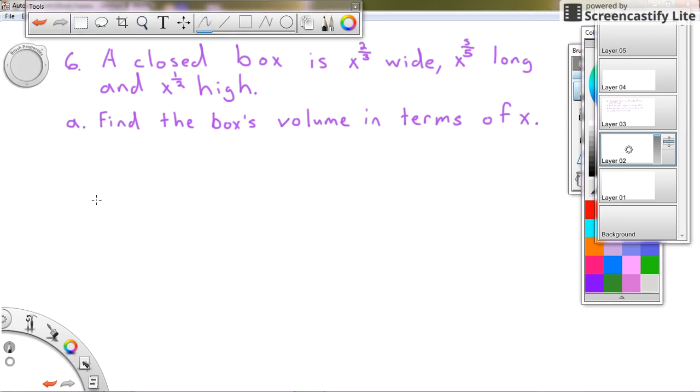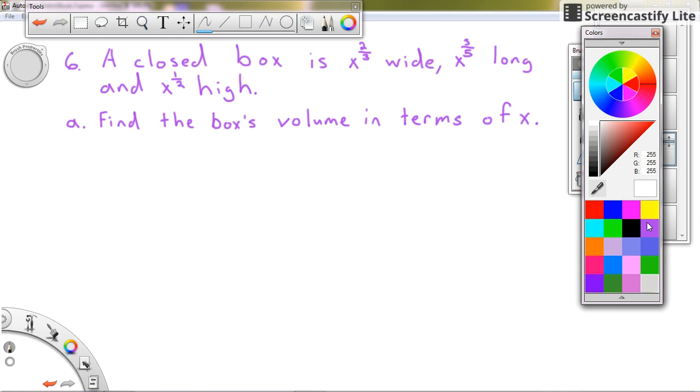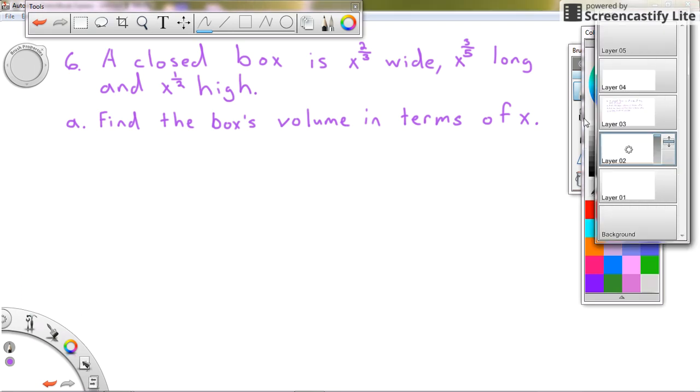So what we're going to do is, I know that the volume, this box, well, what is a box? What kind of shape is a box? Well, it's a rectangular prism. So I know that the volume, why can I not draw? Let's try it again. Oh, I know why. Oh, that's going to be trouble.